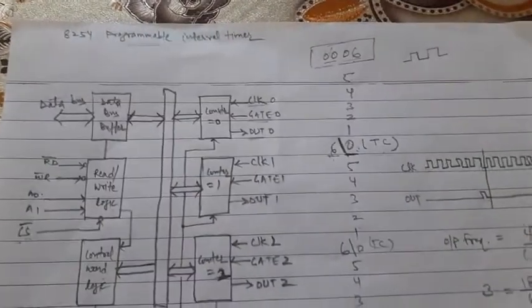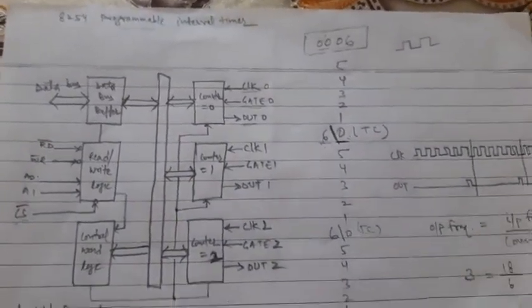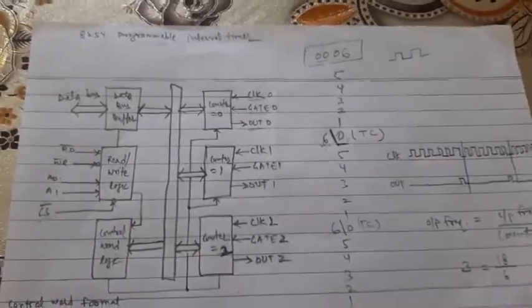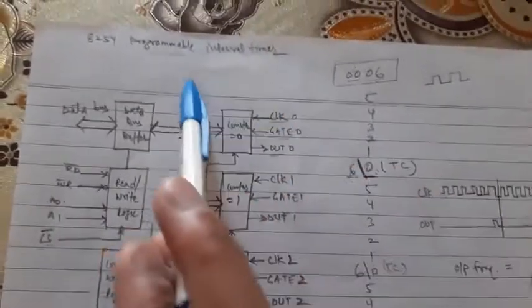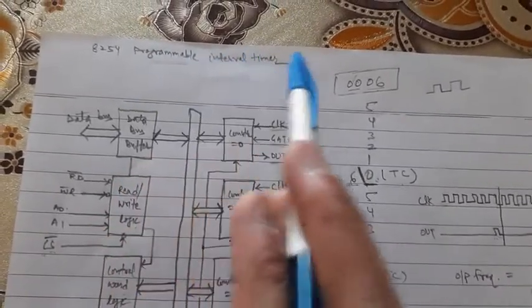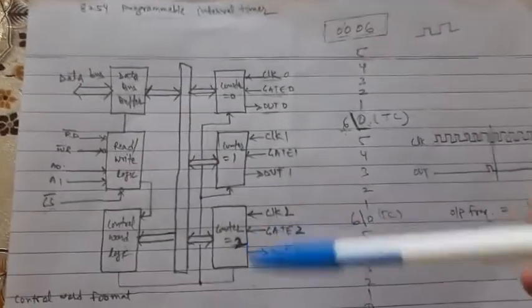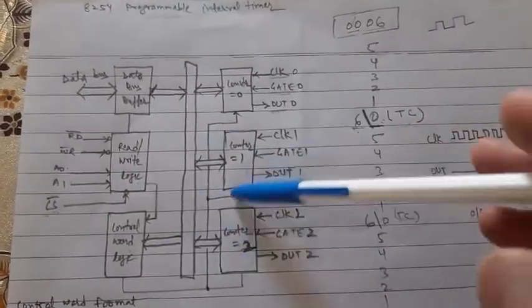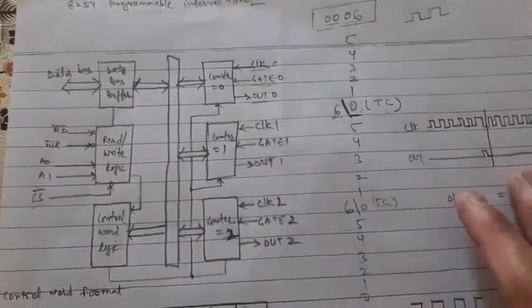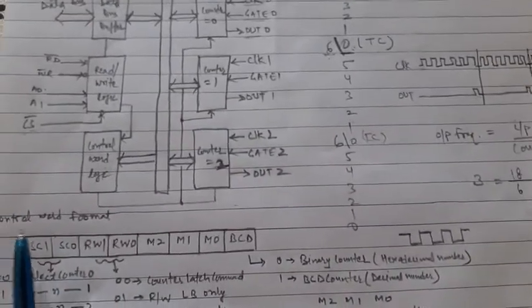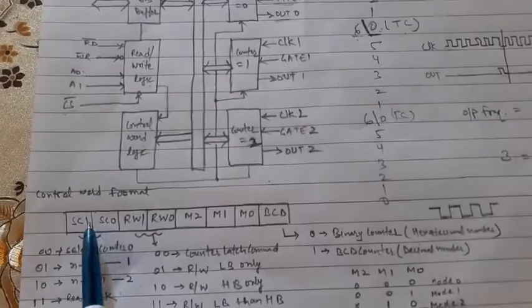Okay, dear student, in this series of e-lectures, in the last 2 or 3 lectures, we have discussed the need of the 8254 programmable interval timer, how it counts, and the architecture of this 8254 PIT. So in today's lecture, I will tell you the control word format for this 8254.